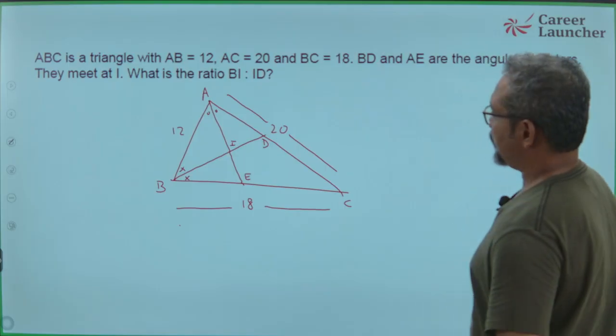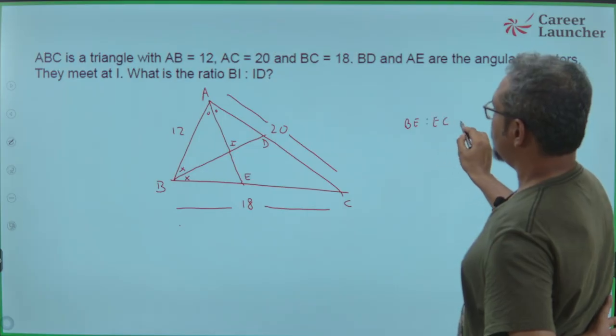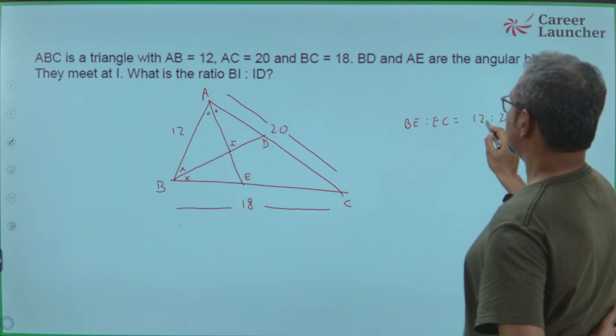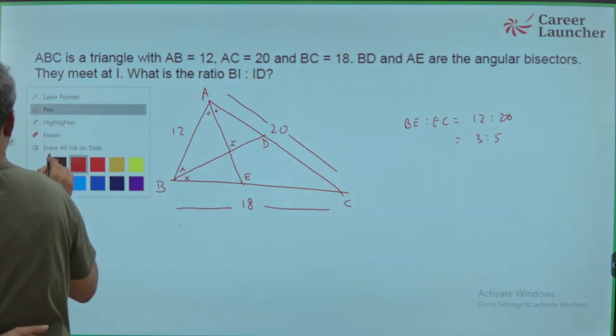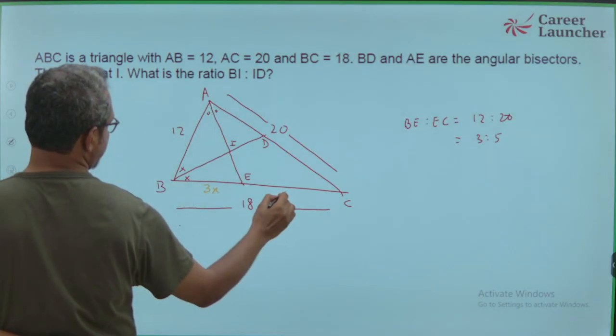So the first step is find out BE is to EC, okay. BE is to EC is going to be AB is to AC. So we can cancel, 3 is to 5. So let's put 3x and 5x.